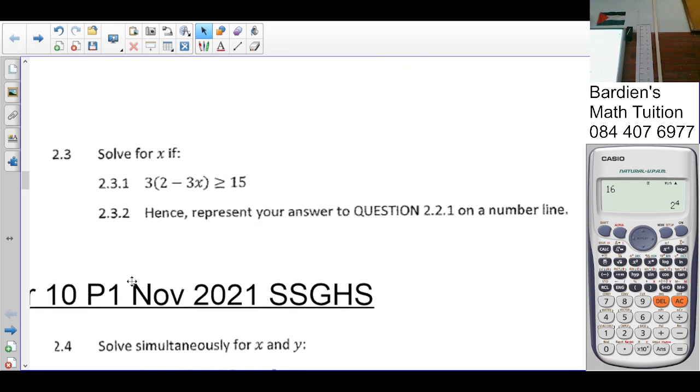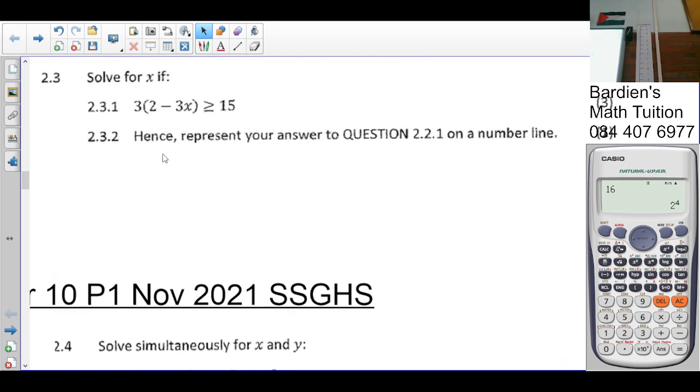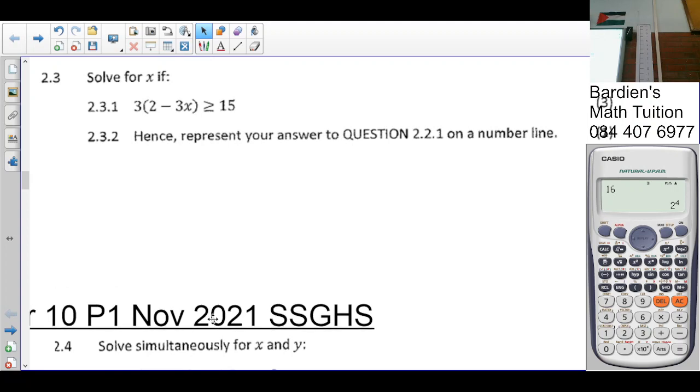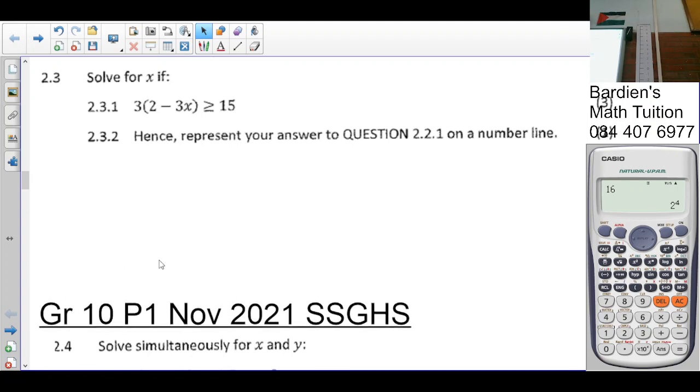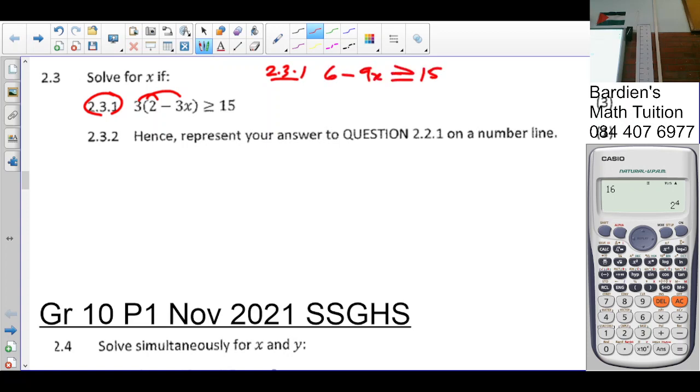The next question, it says, solve for x. Alright, so what do we do first? Multiply this. So what do we get? We get 6 minus 9x, it must be greater than or equal to 15. So negative 9x is greater than or equal to 15 minus 6, which is 9. Divide by negative 9, the inequality swaps around. That's the first answer.